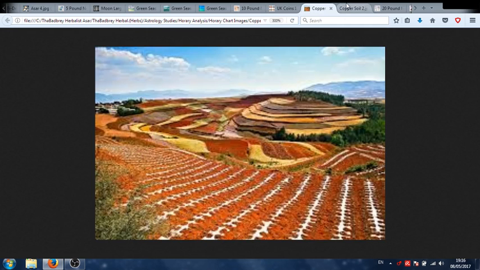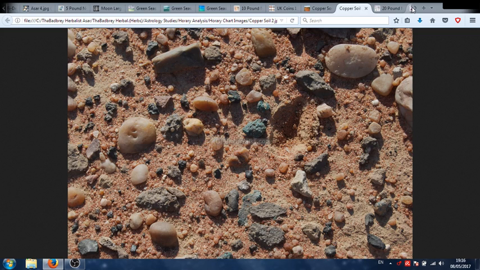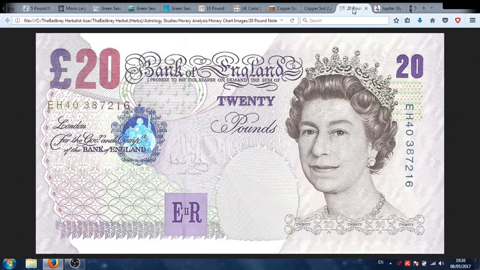Now let's go to the £20 note. The £20 note, as we can see, is a purple color. Now, speaking in terms of astrology, the color purple corresponds with the planet Jupiter.